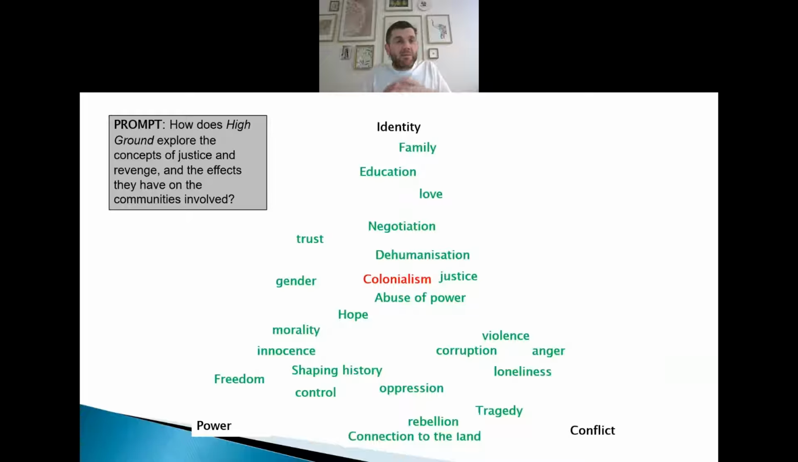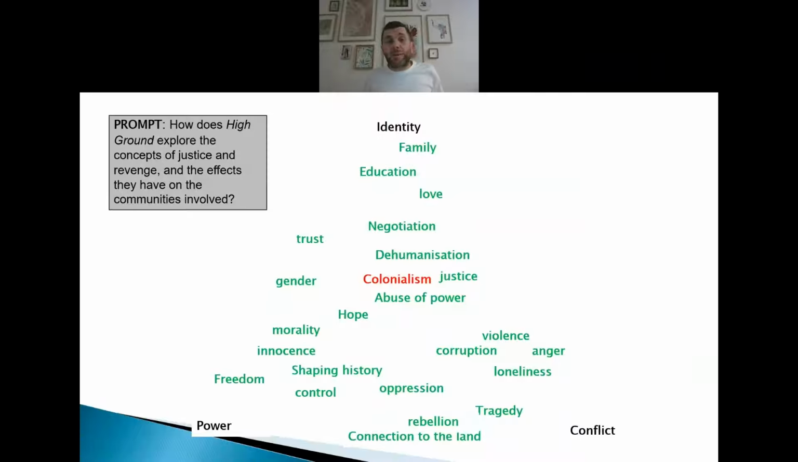And then we have groupings of themes in green there. So we have the idea of gender, morality, and hope, and justice, and dehumanization. What this can enable us to do is identify those key themes and their relationship with some of the other key themes. And this can really work well as a tool for practice because it can just help you to make those connections with different themes. So in the prompt that we've got here, explore the concepts of justice and revenge and the effects that they have on the communities involved.